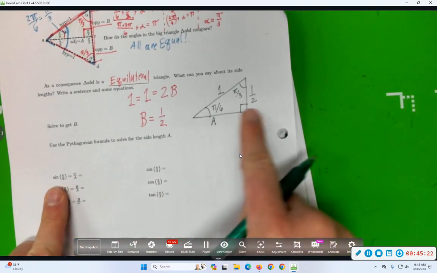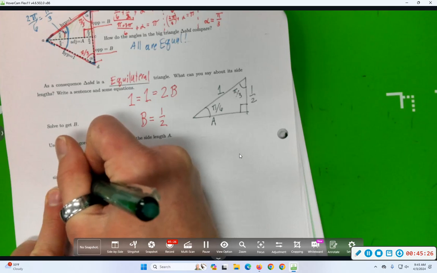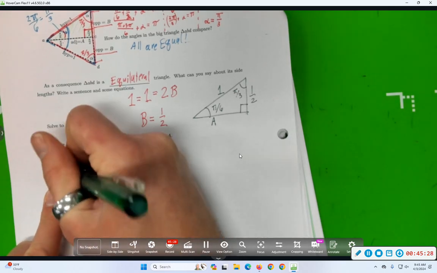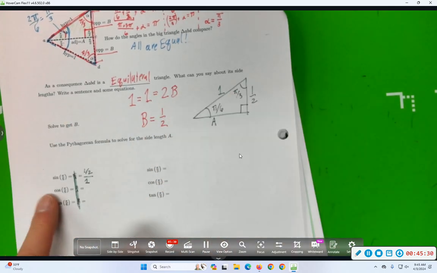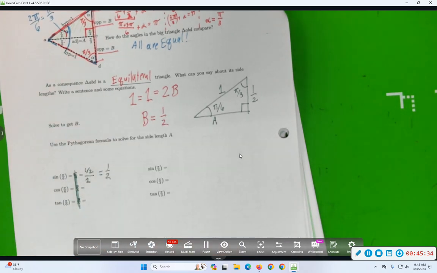So sine of pi over 6 will be opposite, which is 1/2, divided by hypotenuse, 1. Oh, all of those fractions are mislabeled. Ignore those. So the sine of pi over 6 is 1/2.